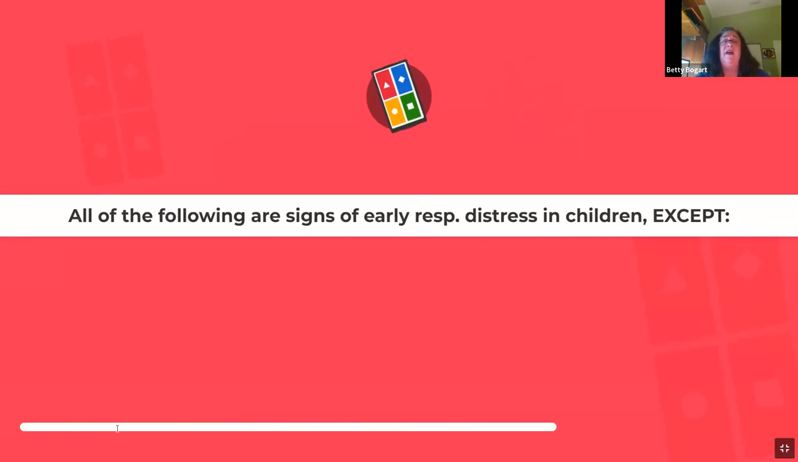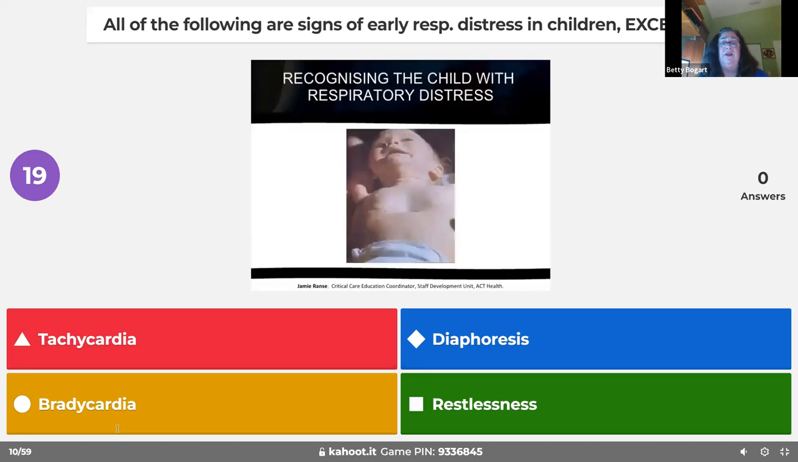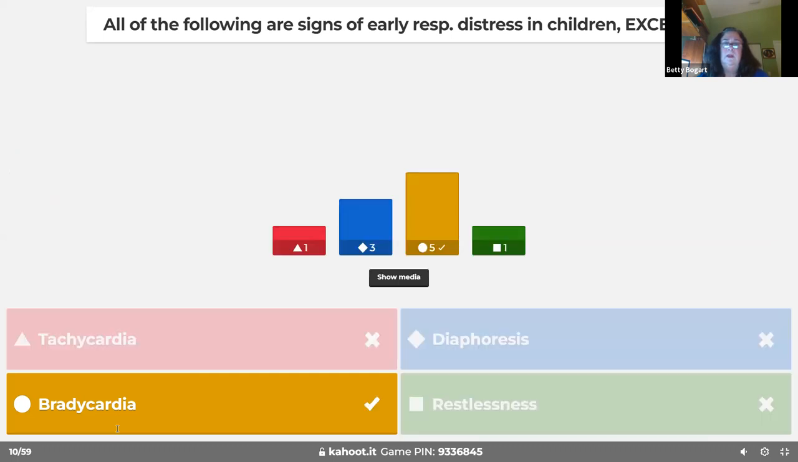All of the following are signs of early respiratory distress in children, except. You know, when you have a kid who's in respiratory distress, they're tachypneic, they're tachycardic, diaphoretic, and they're getting restless. If they're to the point of being bradycardic, they are almost ready to be intubated. They're going into respiratory arrest, okay?